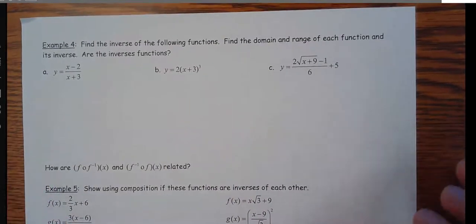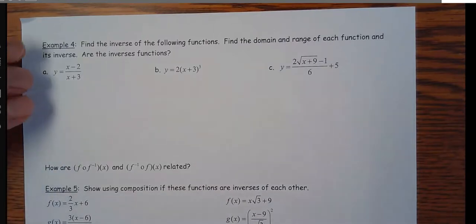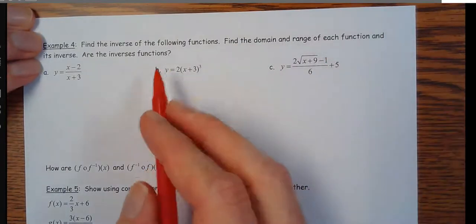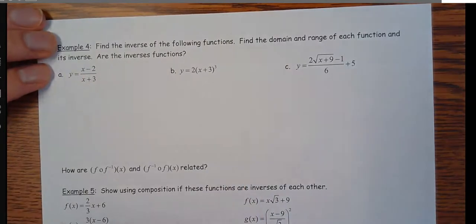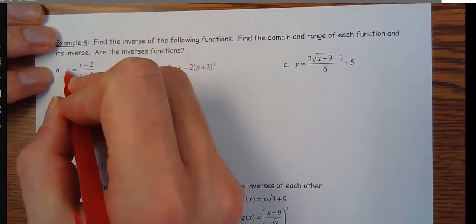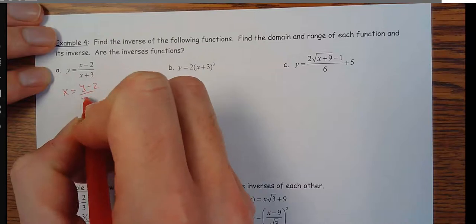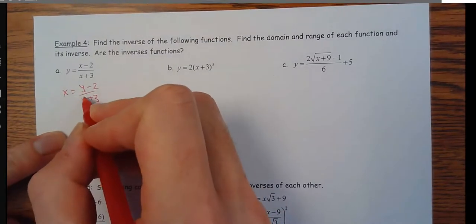Now, doing this algebraically takes more time than anything. So to find the inverse of the following, find the domain and range of each. So are the inverses functions? What we do to find the inverse, we said that inverses switch each other's x and y. So that's exactly what I'm going to do. I'm going to take the y's and make them x's, and then take the x's and make them y's. Okay? And now to get a function, I need to get it at y equal. So I want y in terms of x here. So I need to get y by itself.